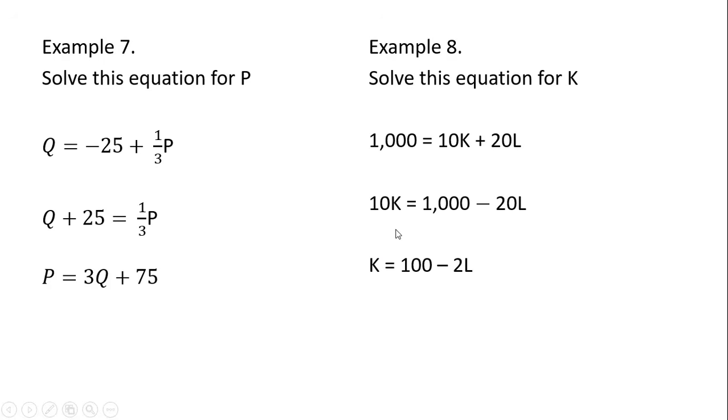And now I'm going to divide both sides through by 10. So 1,000 divided by 10 is 100. Minus 20 divided by 10 is minus 2. And of course, I did that to the left-hand side as well. 10 divided by 10 is 1, so that's why we just got 1k.